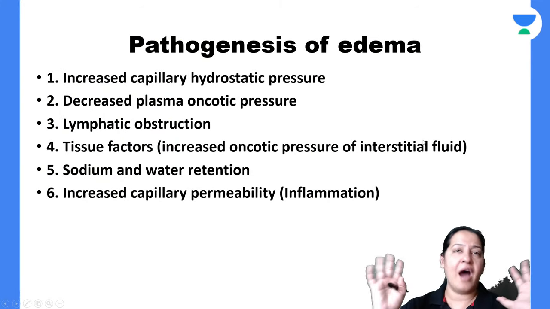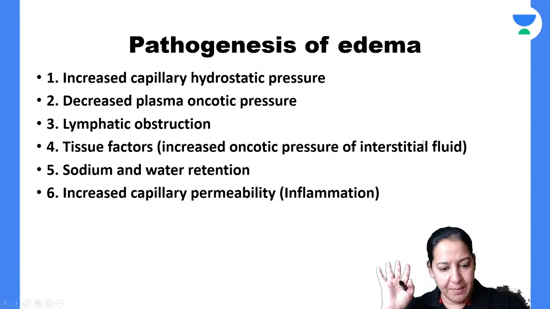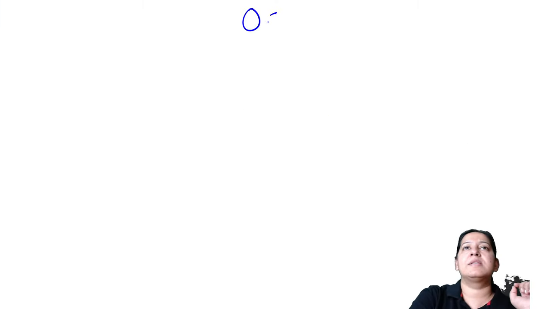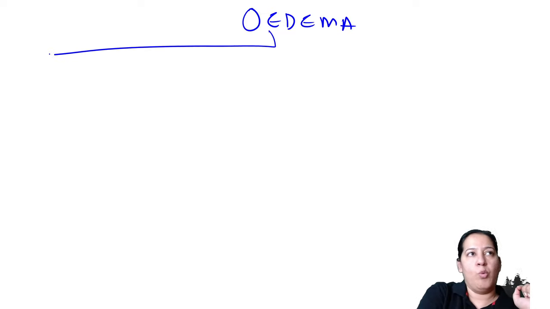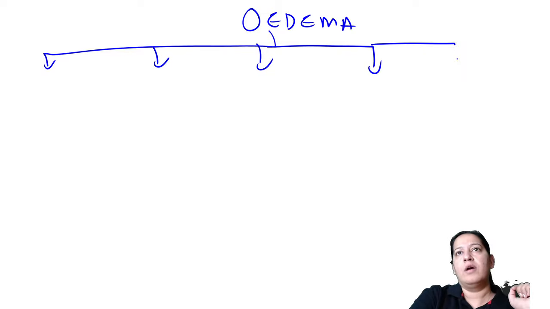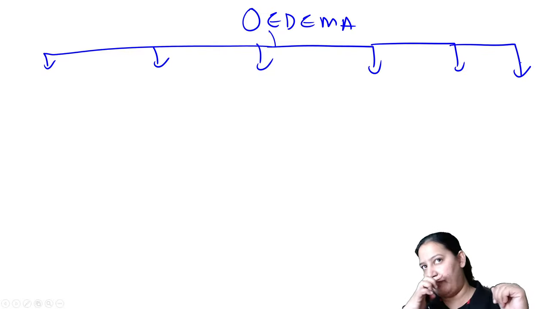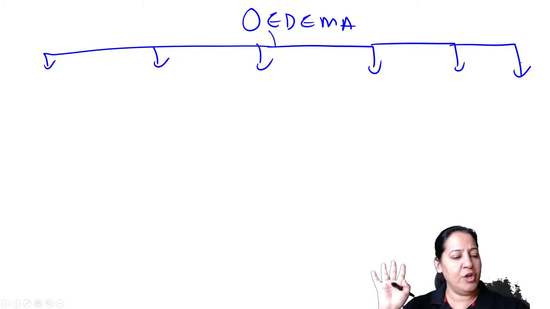So we are done with the six causes of the edema. Let me tell you the summary. Who will help me in the pathogenesis of the edema? Please help me. Tell me the six causes. 1, 2, 3, 4, 5, 6. First, enumerate them and tell me the detail of each of them. Can anyone enumerate them?